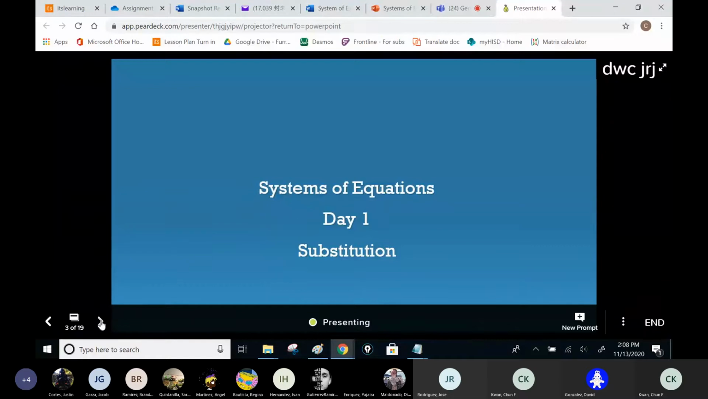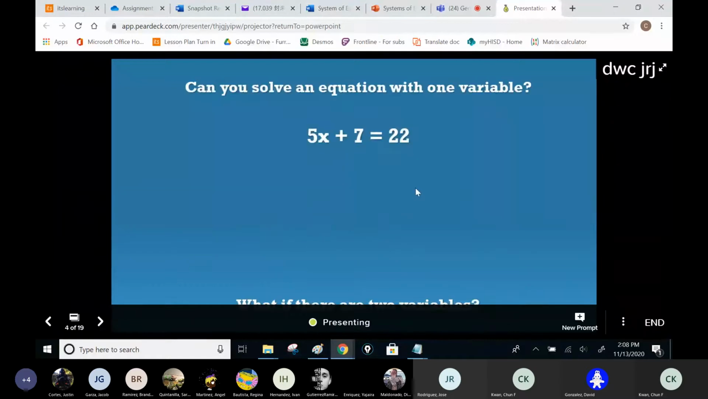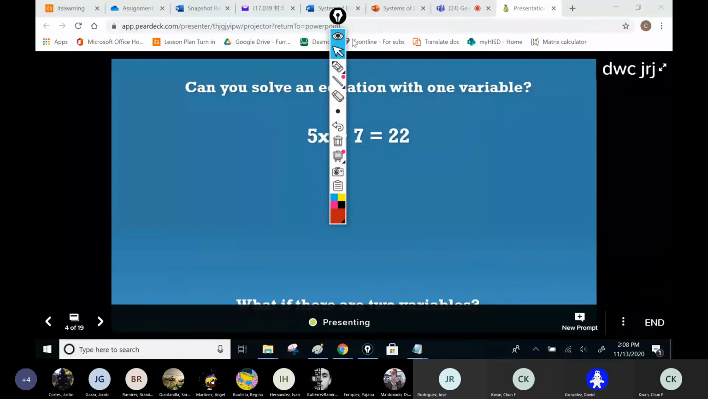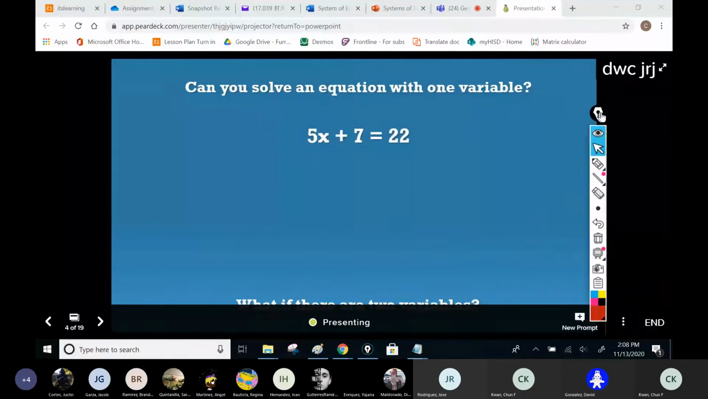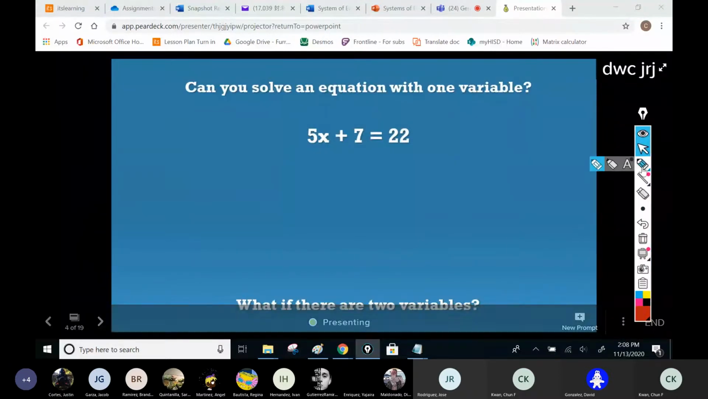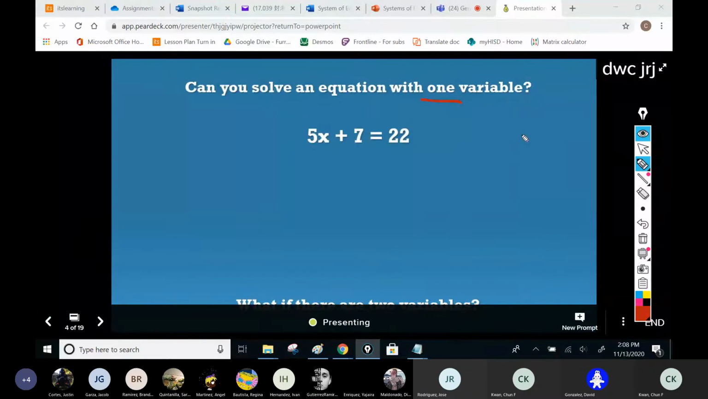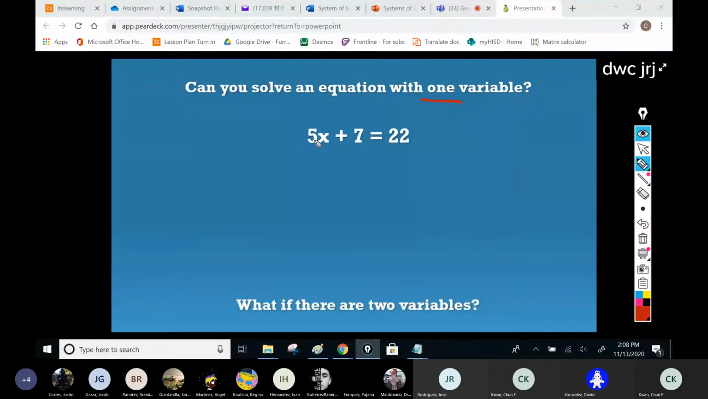All right, so let's start with an easy problem. I need everyone to participate, all right? So I need you guys to help me out. Right here, I'm going to start with something easy just to warm up. Can you solve an equation with one variable? All right, only one variable. All right, so right here, I have an equation: 5x + 7 = 22. All right, can you guys help me out?